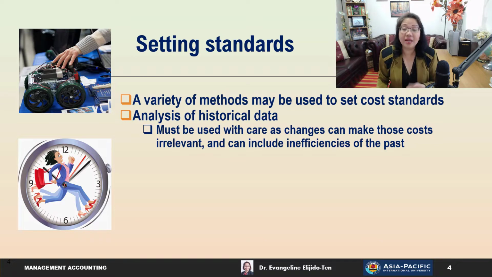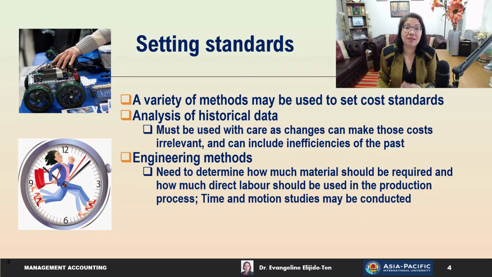All right. Another way of setting standards is using engineering methods. So here we'll need to determine how much material should be required and how much direct labor should be used in the production process. So for us to be able to say that we need a quarter of an hour of direct labor, we might have done some time and motion studies. For example, we might look at 10 people and ask them to do the same thing.